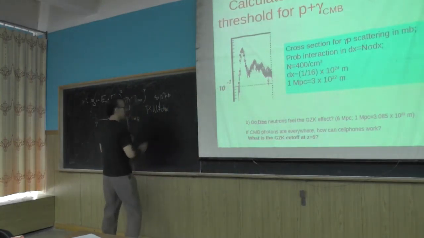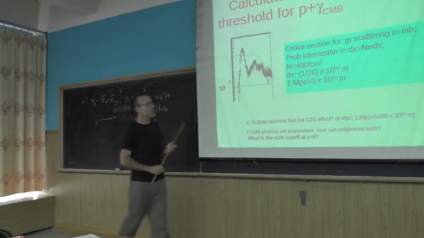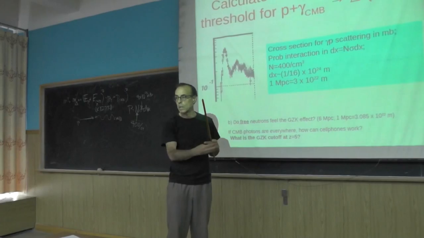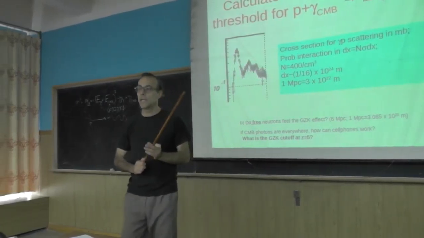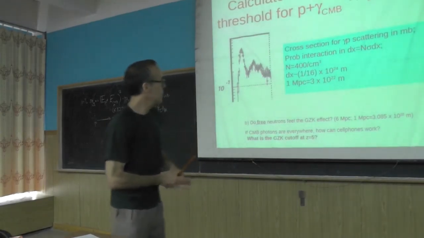So you can just calculate, and n is the number of photon targets, which is just 400 per cubic centimeter. And, of course, that tells you that the distance is on the order of 6 megaparsecs. It's a very simple calculation that just follows directly from that peak.